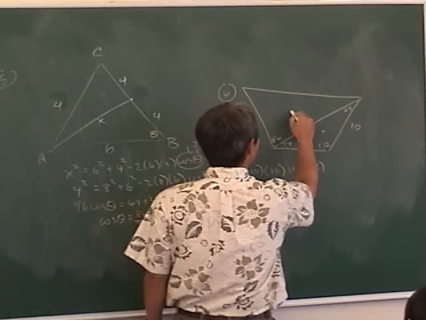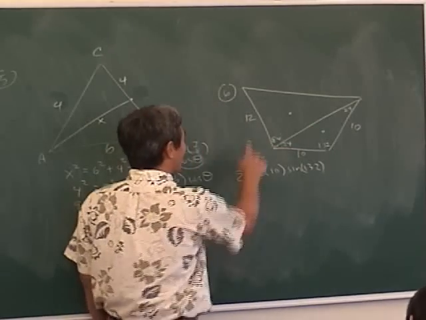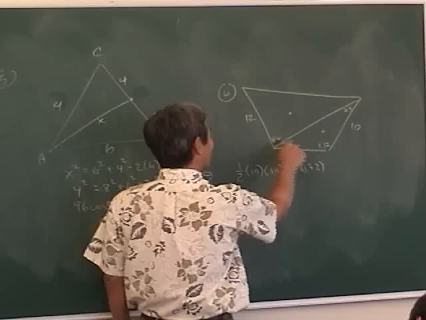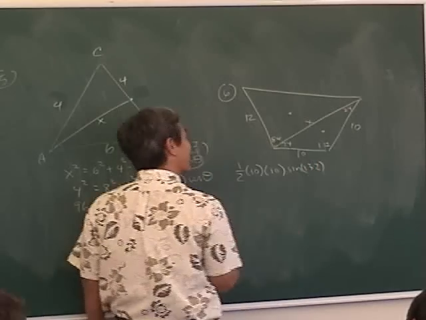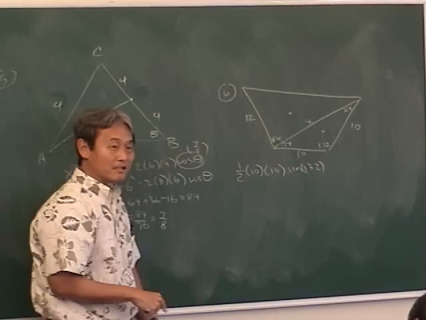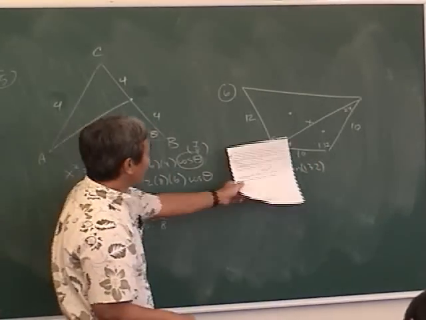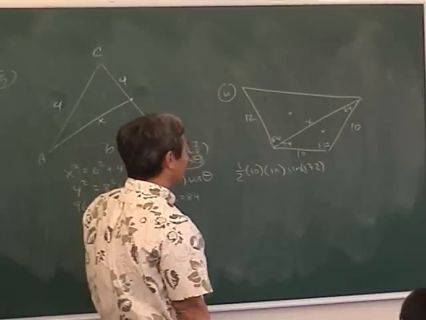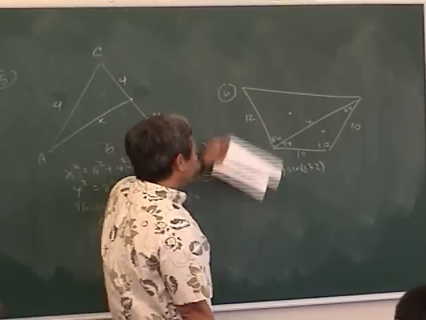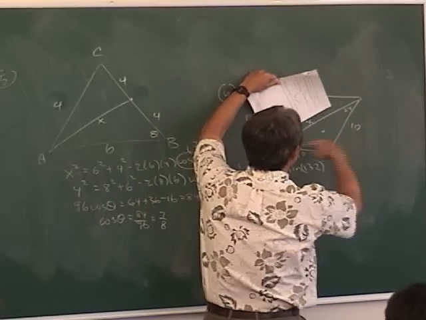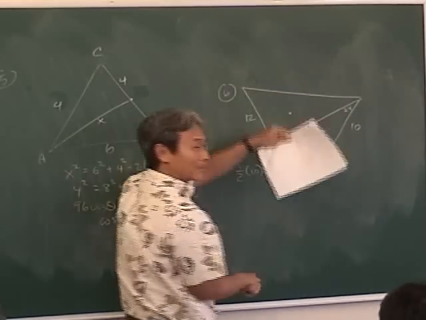Now, how do I find the area of this triangle? I know this side, I know that angle. If I could just figure out this side, then I can do the one-half AB sine C thing again, right? How do I figure out what x is? Look at this triangle right here. What can I do to find the length of that side?